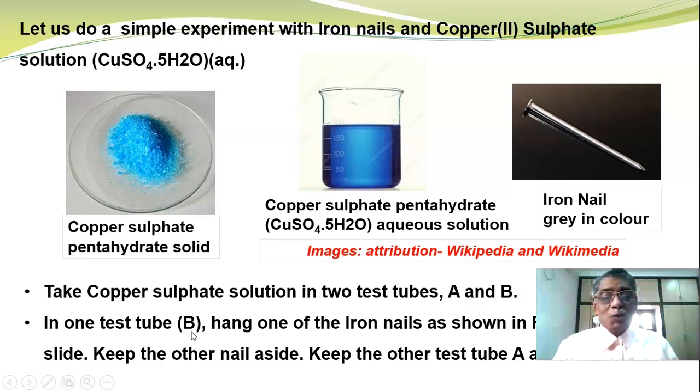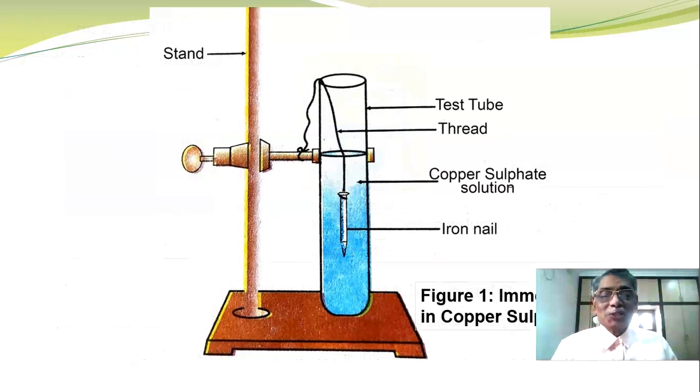In one test tube B, hang one of the iron nails as shown in figure 1 in the next slide. Keep the other nail aside. Keep the other test tube A also aside. So this is how you do the experiment. This is copper sulfate solution. Iron nail is immersed in it.